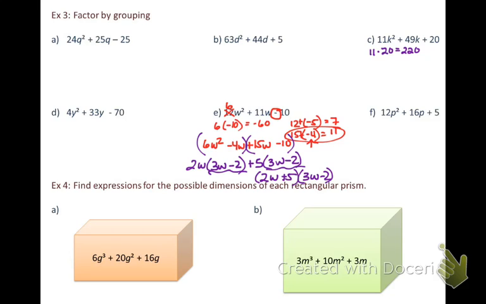Let's find some factors of 220. Okay, I put the factors above the problem this time. I had 44 plus 5 equals 49, and 22 plus 10 equals 32. Well, 44 and 5 work the best for me, and I'm sure for you too. So I'm going to write it out. I'm going to have 11k squared plus 44k plus 5k plus 20.